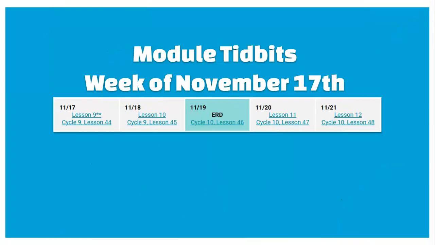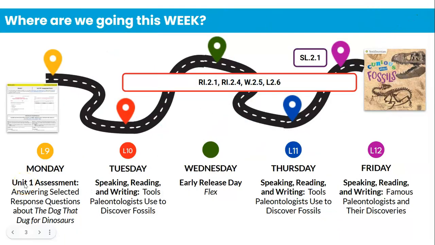Today, we are going to break down modules for the week of November 17th. Our roadmap shows the journey of the standards throughout the week. This week, students demonstrate their progress toward mastery on the literature standards on the end of unit assessment part 2. Then, students transition to reading informational text for the next 3 lessons to build their background knowledge of paleontologist tools and famous paleontologists. Students practice RI21, RI24, SL21, W25, and L26.